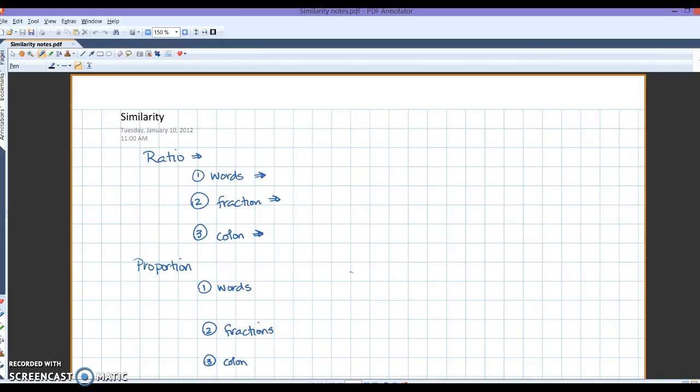Hi guys, we're going to start a new unit today on a topic called similarity. And this is going to be a short one. We're going to get this done before Christmas break is over.